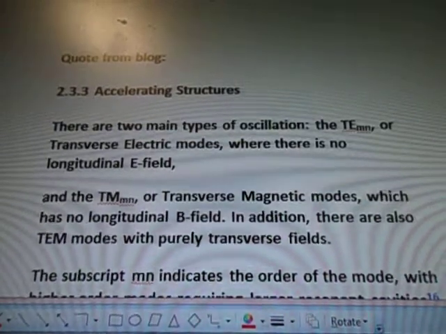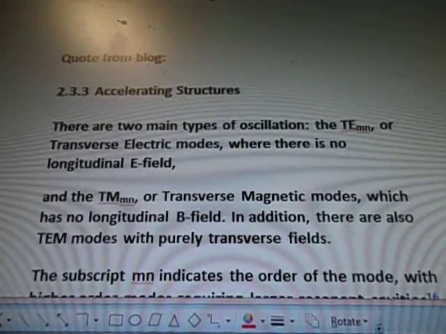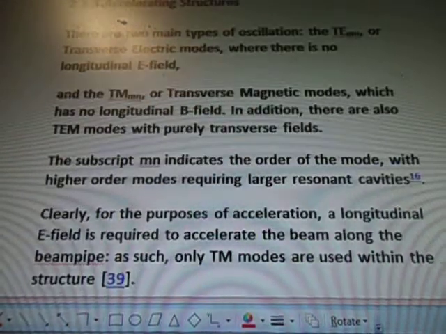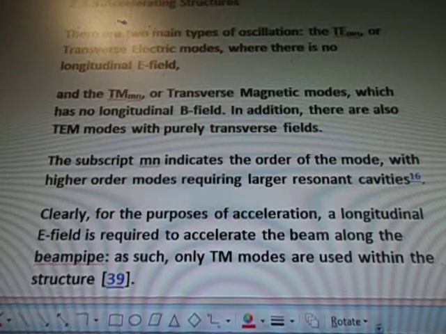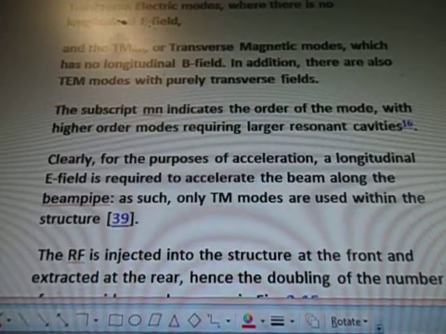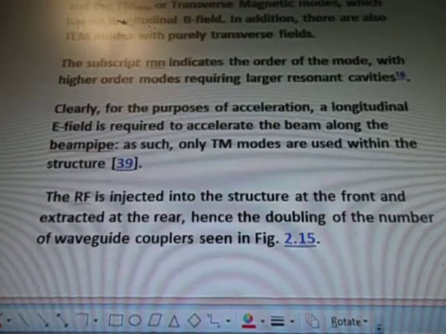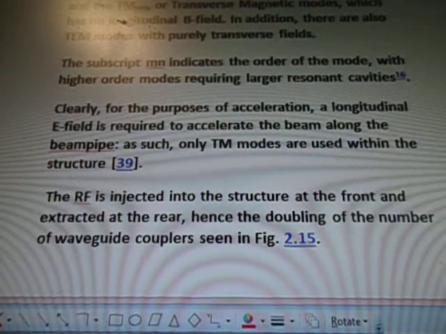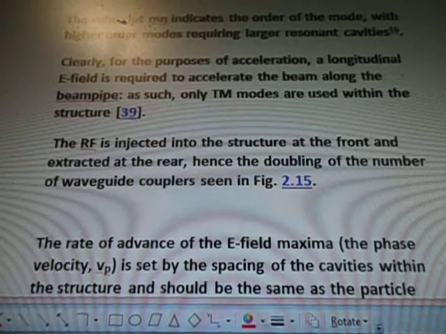There are two main types of oscillations, the TE and the little MN, or the transverse electric modes where there is no longitudinal E field, and the TM and then MN, or transverse magnetic modes, which has no longitudinal B field. In addition, there are also TEM modes with purely transverse fields. The subscript MN indicates the order of a mode, with higher order modes requiring larger resonant cavities. Clearly, for the purposes of acceleration, a longitudinal E field is required to accelerate the beam along the beam pipe, such as only TM modes are used within the structure.